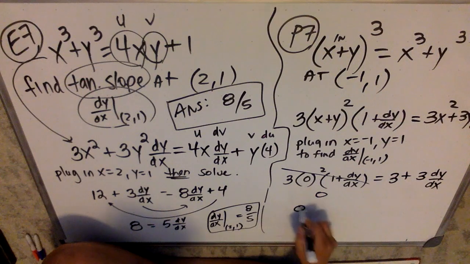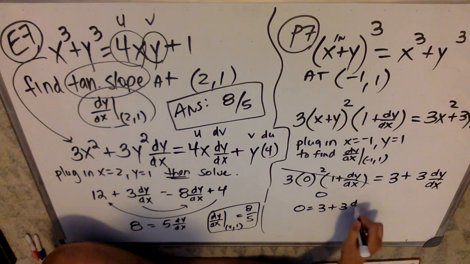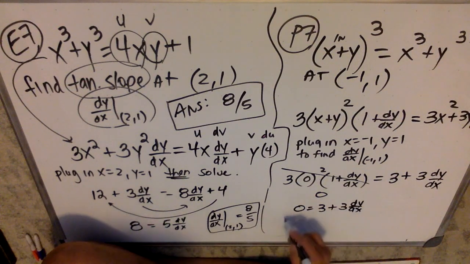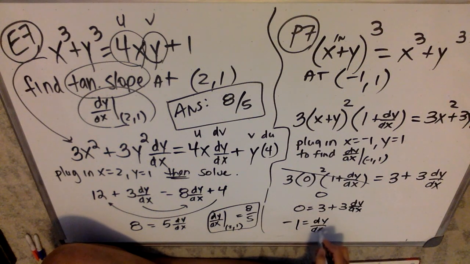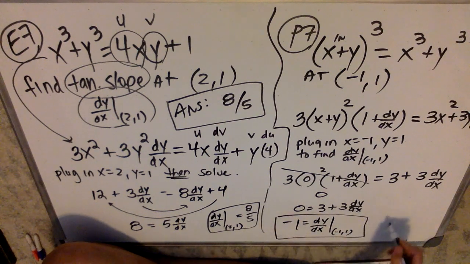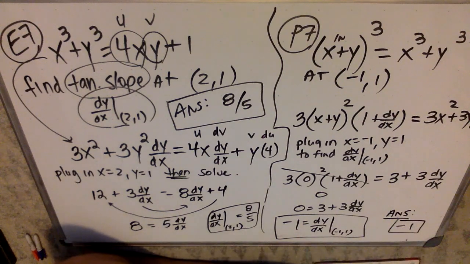So now I have 0 equals 3 plus 3 dy dx. Subtract the 3 over and divide by 3, and I get negative 1 is my dy dx evaluated at negative 1, 1. So my answer is negative 1. I didn't even have to erase for extra space. Look at that. All right, so I'm pretty sure that that's our 2.5.